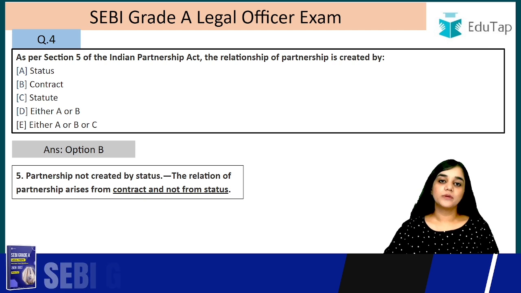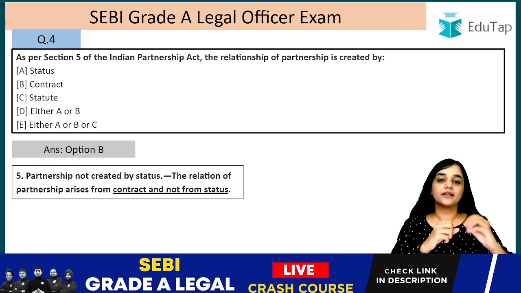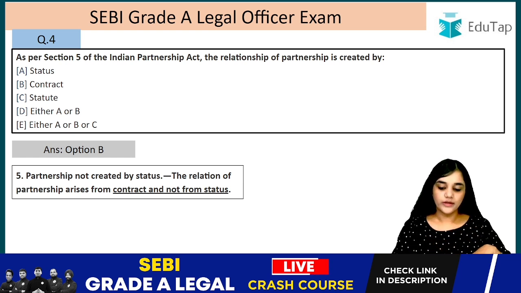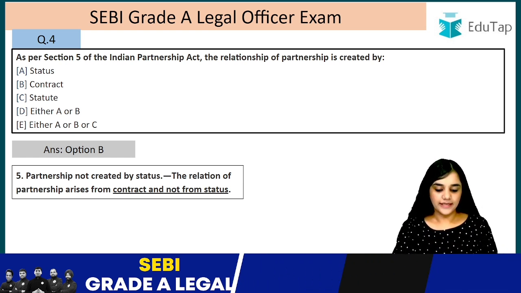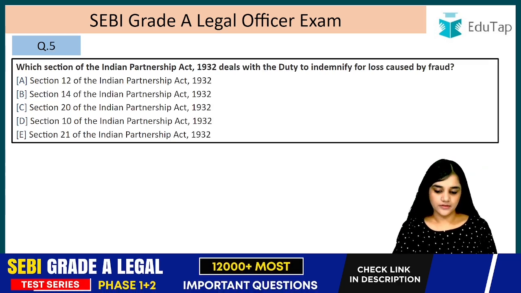But if he has to become a partner in a firm, then they should agree upon that. All the partners should agree upon it. There should be a contract. One can only become a partner if they agree upon that, right? So there has to be a contract. So the relation of the partnership arises from a contract and not from status.